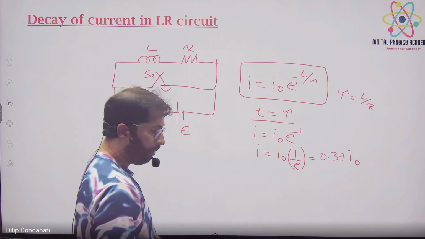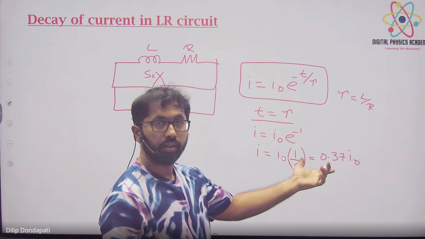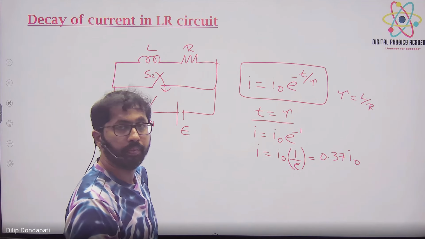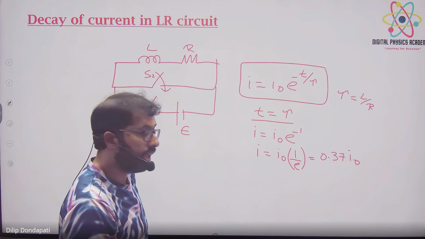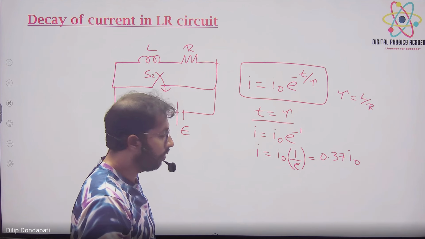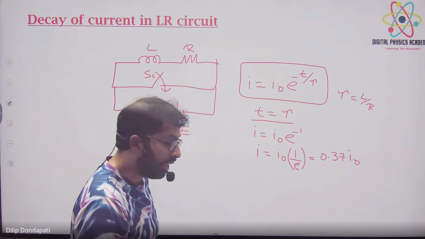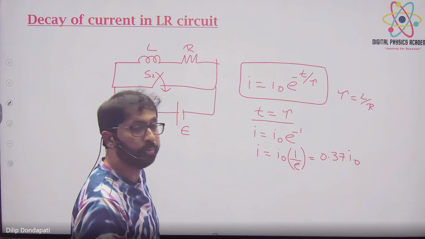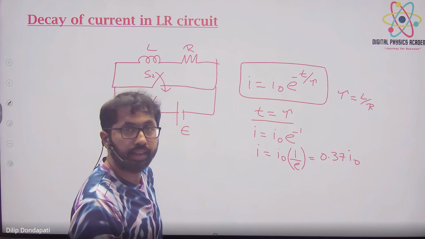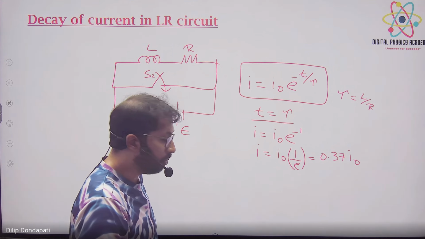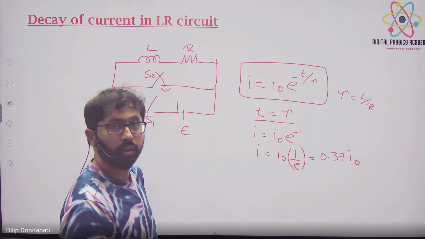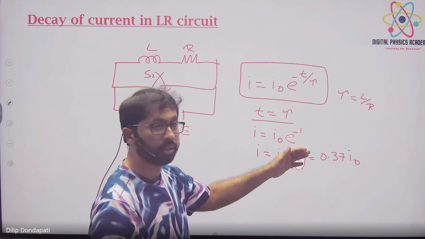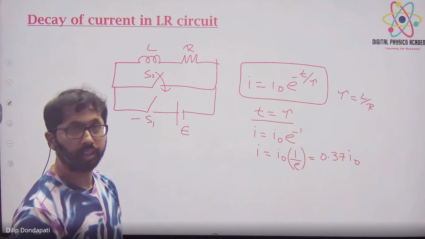Meaning, indirectly write down: tau is the time in which current decays 37% of its peak value. Current decays 37% of its peak value. Meaning in that time the current decreases only 37% in the circuit at that time.